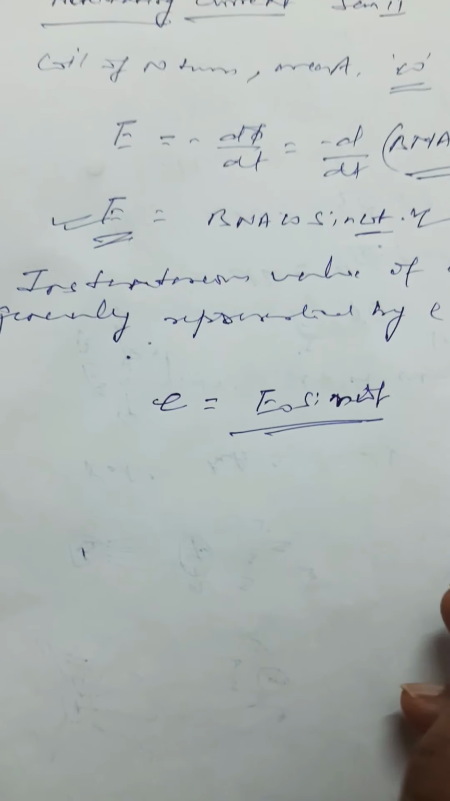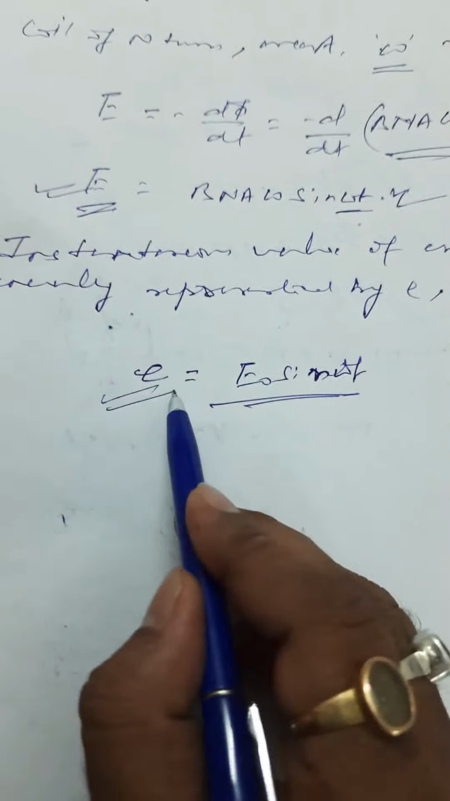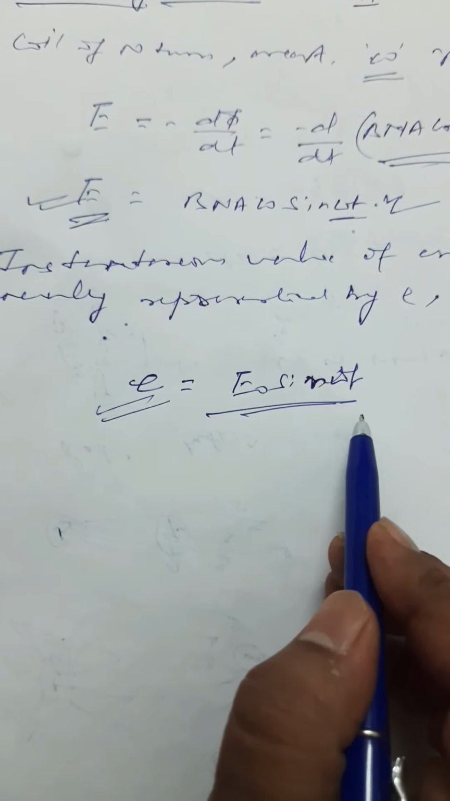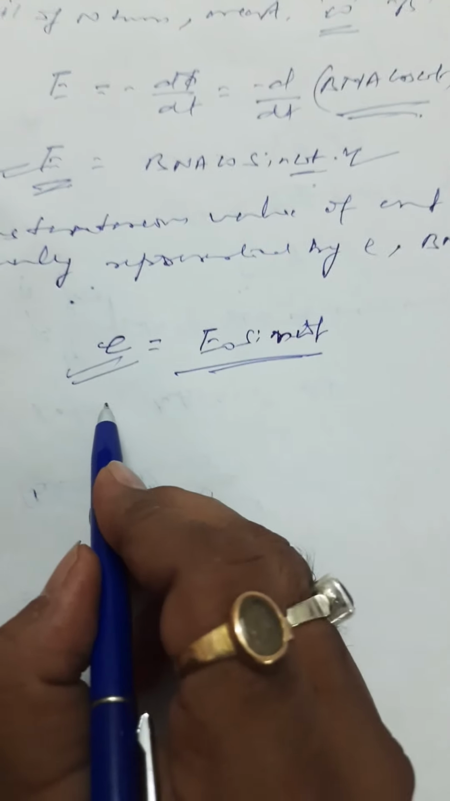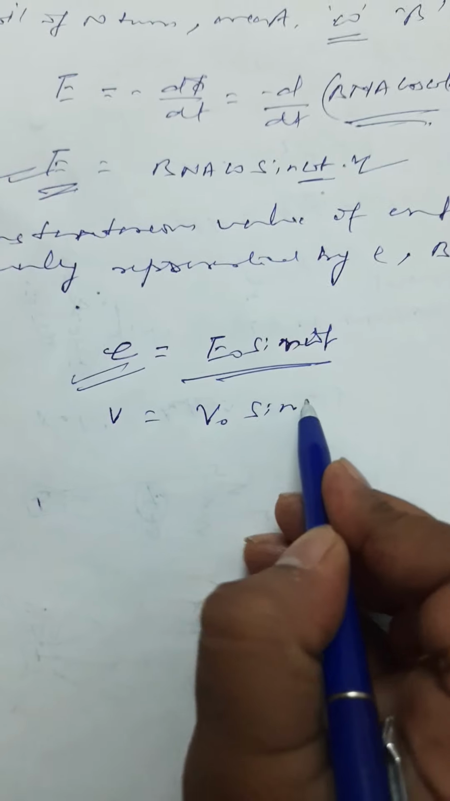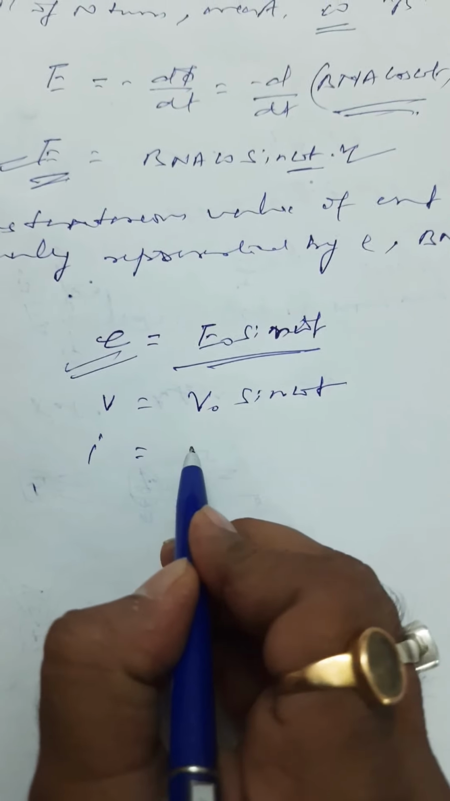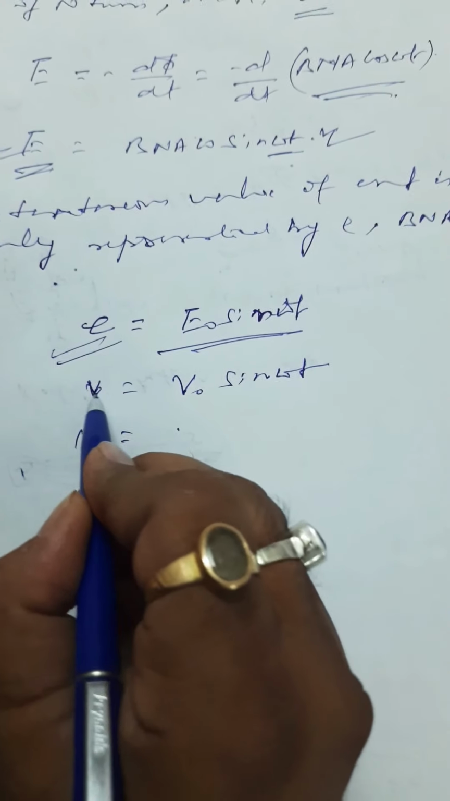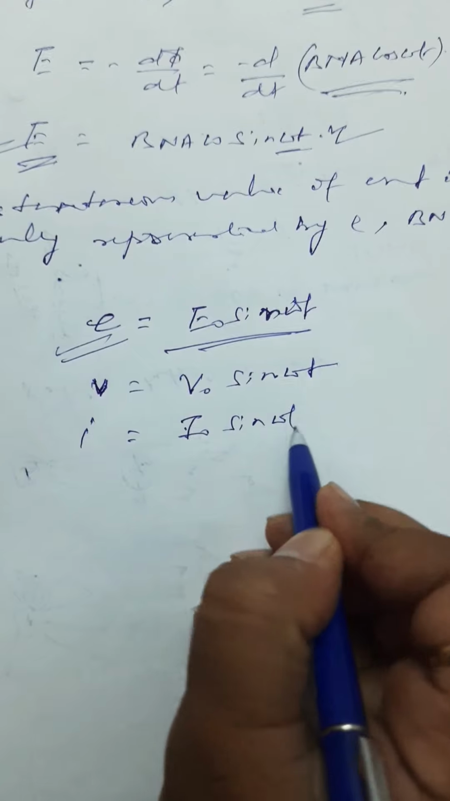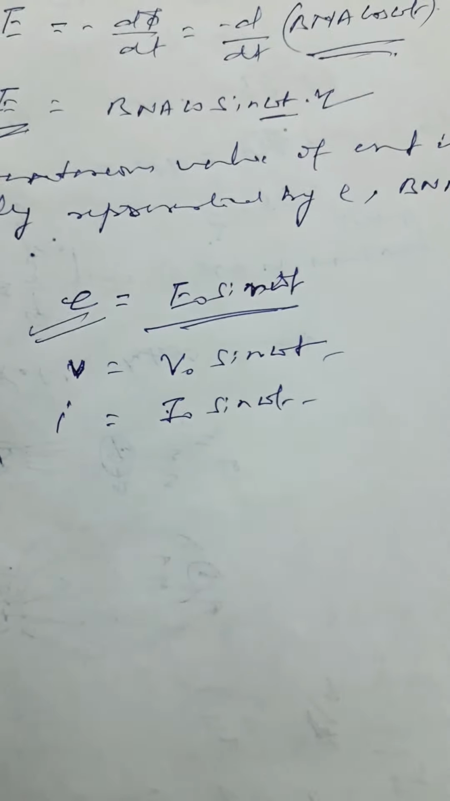So now it represents a sinusoidal alternating EMF at any instant t, and it will develop an instantaneous voltage V, which is given by V equal to V naught sine omega t, and the corresponding current will be given by small i is equal to I naught sine omega t. This is the alternating EMF, current and the voltage rather.